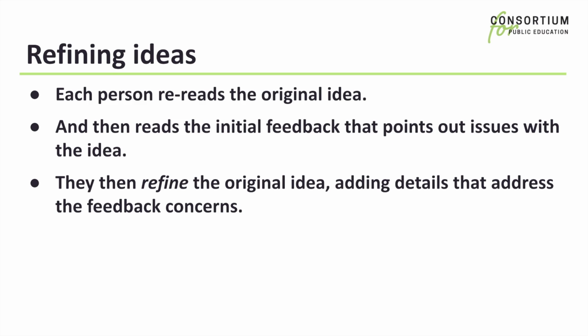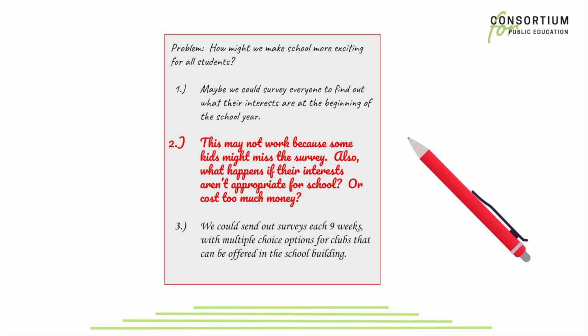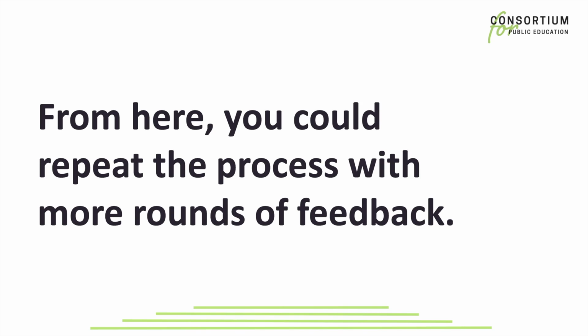So, to refine the idea, each person rereads the original idea and then reads the initial feedback that points out issues with the idea. They then refine the original idea, adding details that address the feedback concerns. So the next participant responds to the feedback, saying, well, we could send out surveys each 9 weeks with multiple choice options for clubs that can be offered in the school building. In this way, they respond to the feedback and build on the original idea. From here, you could repeat the process with more rounds of feedback.